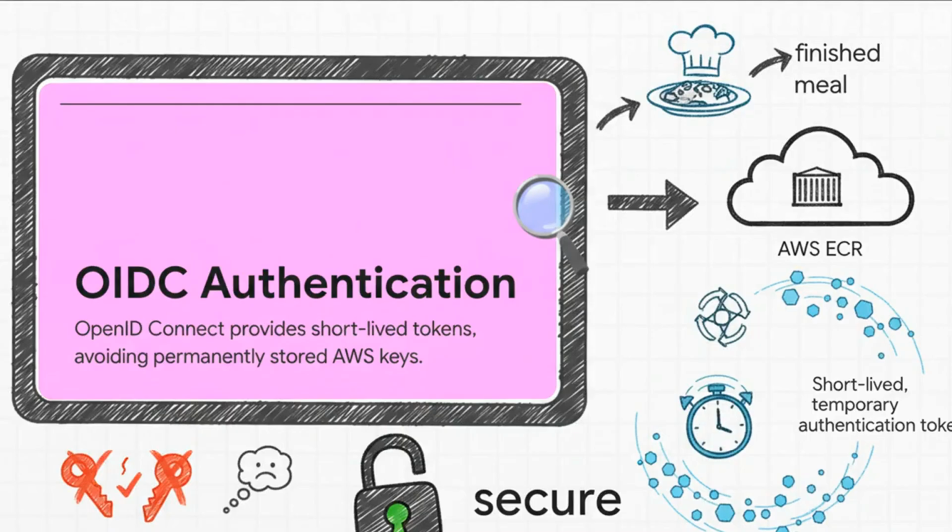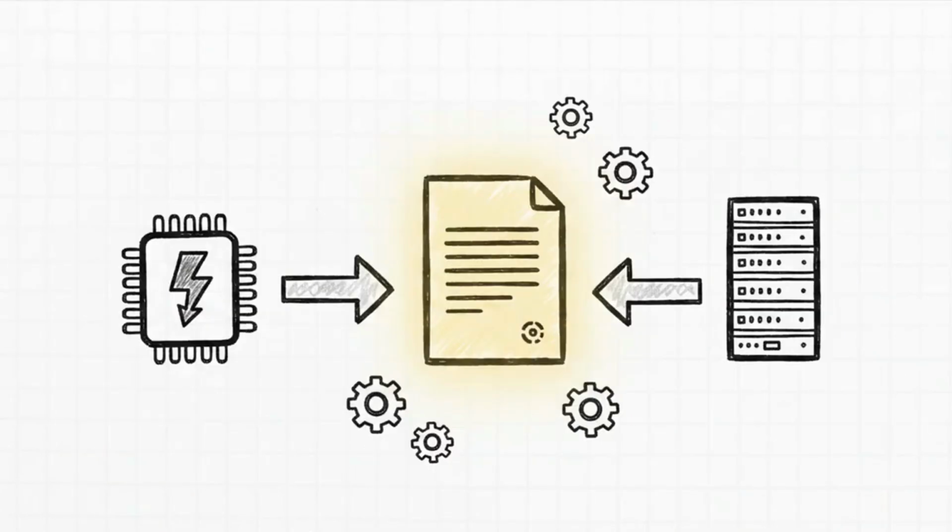Instead, we use OIDC, which stands for OpenID Connect. This allows GitHub to securely request short-lived temporary authentication tokens from AWS for the exact duration of the push. No permanently stored credentials, no hard-coded keys, and dramatically less risk for your long-term operations. It's incredibly smart.